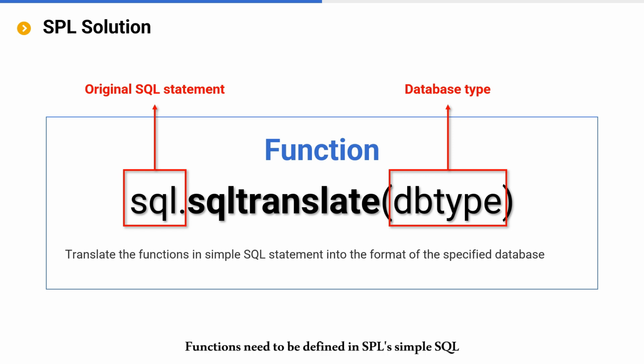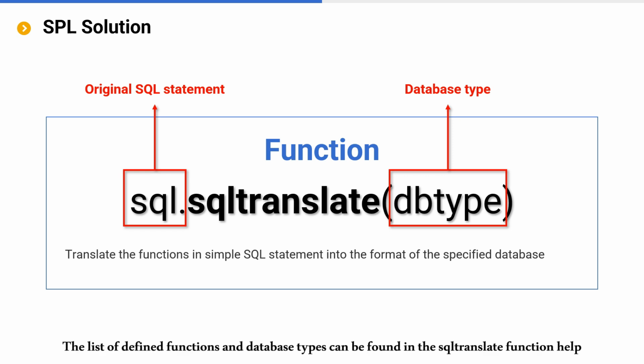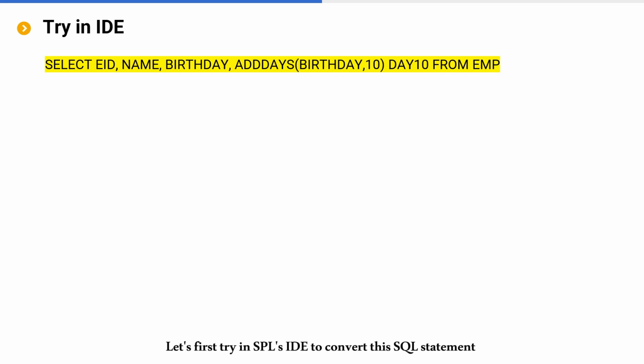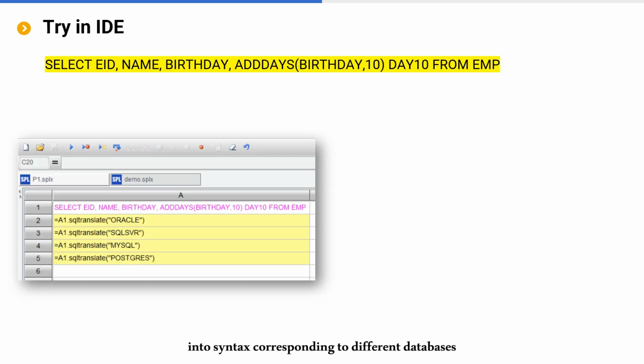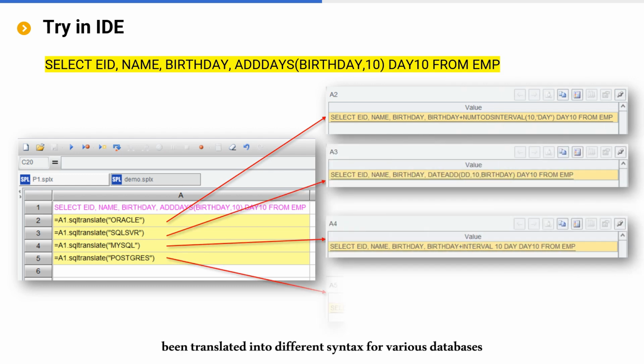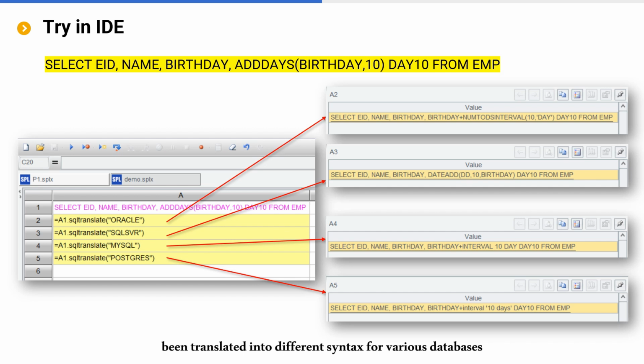Functions need to be defined in SPL simple SQL. Undefined ones will not be translated. The list of defined functions and database types can be found in the SQL translate function help. Let's first try SPL's IDE to convert this SQL statement into syntax corresponding to different databases. You can see that the addDays function has been translated into different syntax for various databases.